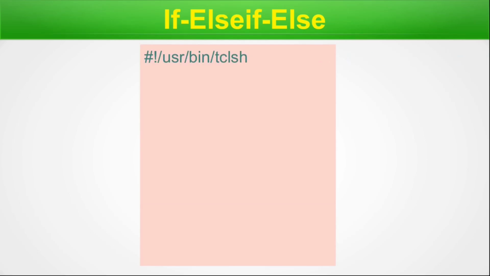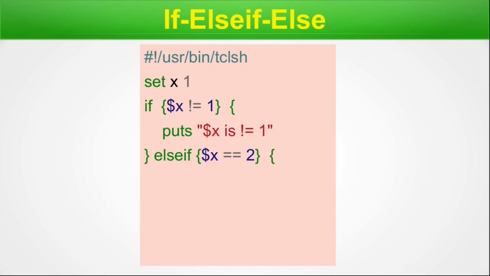So let's begin. Here our hashbang command is there, and then we have set x equal to 1, that is, set x space 1. And we are checking the if condition, and the condition of the if has to be checked within the curly brackets. If $x not equal to 1, what do we do? We echo that $x is not equal to 1. Elseif $x equal to 2, what do we do? We give the puts command with the value that $x is 2. And else, if neither of these two happen, in that case, puts $x is 1. And we close the else.